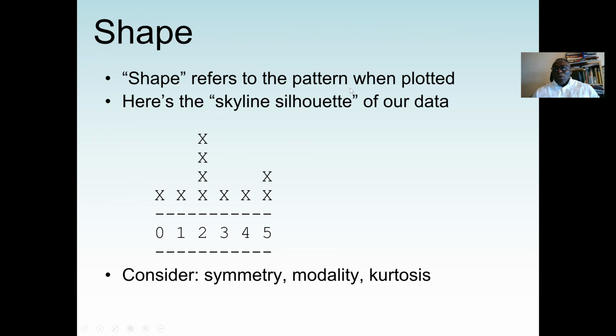The shape refers to the pattern when the data are plotted. Here is the skyline of our data. Remember, we have stems from 0 to 5. In the 20s, we have 4 values. In the 50s, we have 50 and 52, 2 values. The rest are 1 unit each. We may consider at least 3 things here. Is this symmetric? This doesn't look symmetric because the data move to one side. Modality is how many peaks we have. Here it is 1. Then also the kurtosis, the steepness.